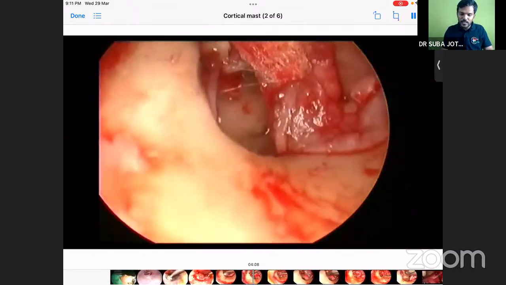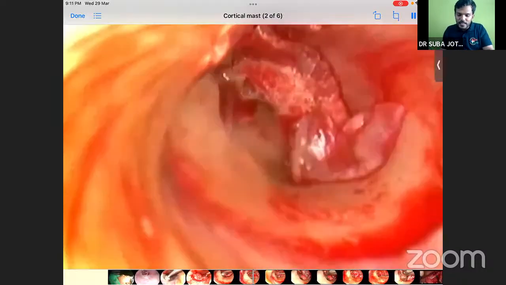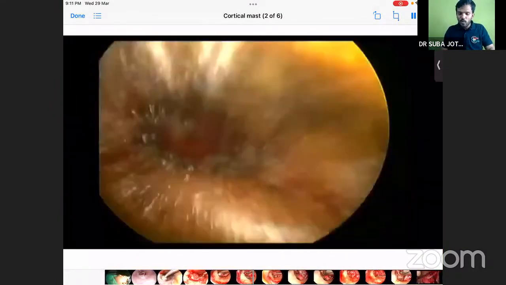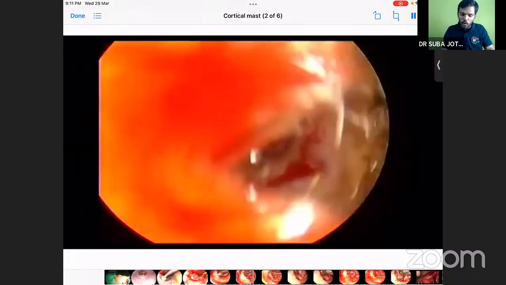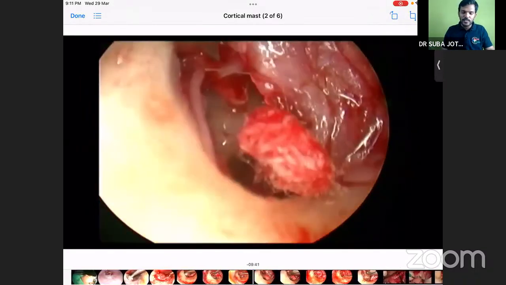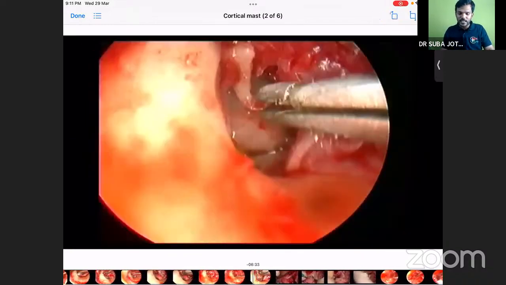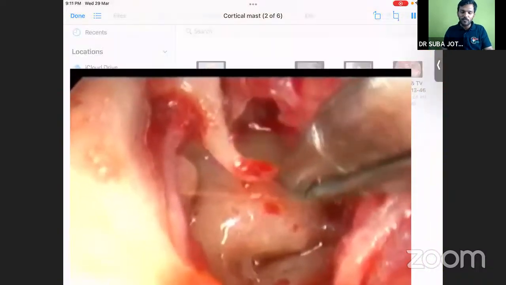Now you could see the ossicles. See, that white one is the malleus. All right, so we have elevated till the handle of malleus. Once we are done with this, we have to go back. Can you see the handle of malleus clearly? See, this is the handle of malleus. Okay, fine.